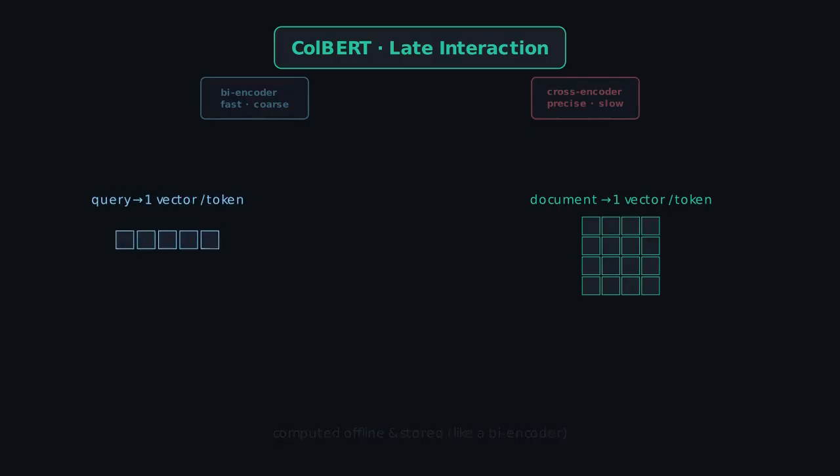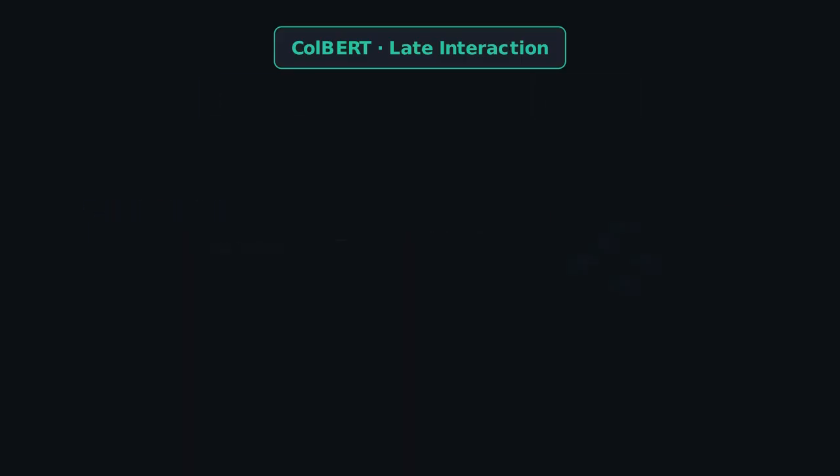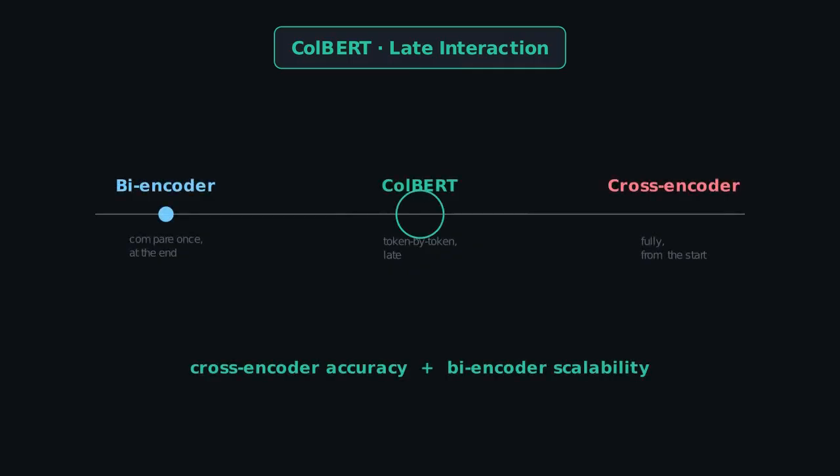The magic happens at query time, in what's called late interaction. For each query token, it finds its single best matching document token, the maximum similarity, and then sums those maxima across the query. That operator is called MaxSim. This recovers fine-grained, token-level matching, much of a cross-encoder's accuracy, while keeping documents pre-computable, much of a bi-encoder's speed.